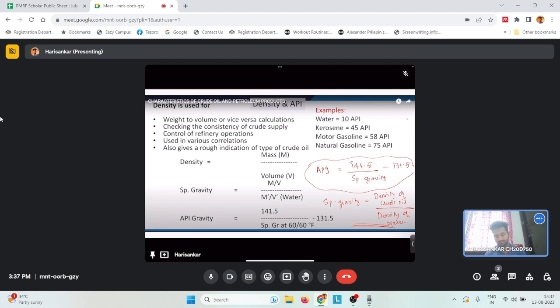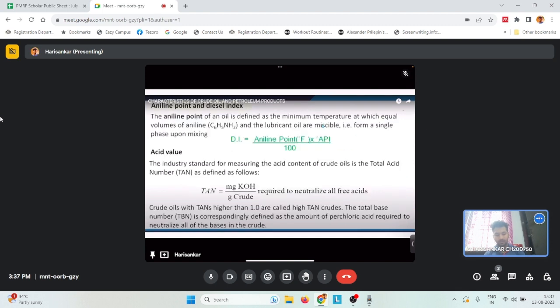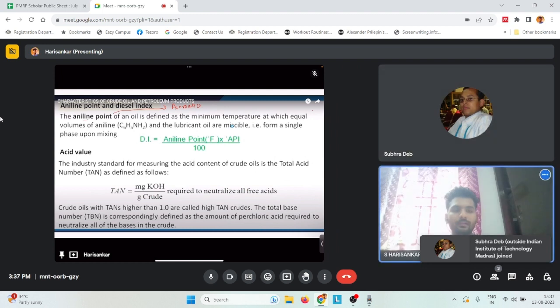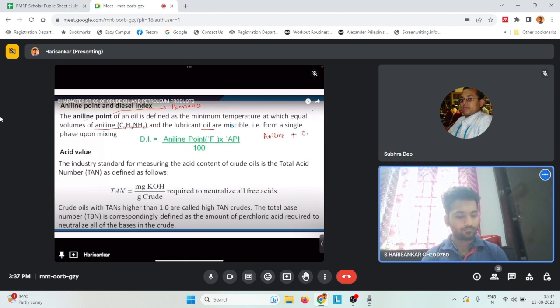And then you have aniline point. So aniline point basically measures how much amount of aromatics are present in the crude oil. How they usually measure it is by mixing equal volumes of aniline with the oil that is in consideration, and the temperature at which this mix of aniline and the oil forms a single phase upon mixing, that temperature is known as the aniline point.